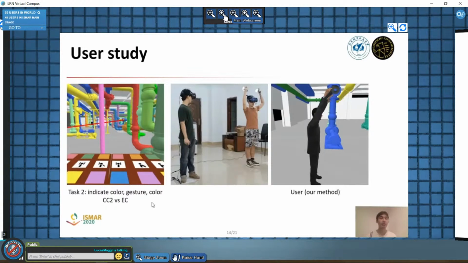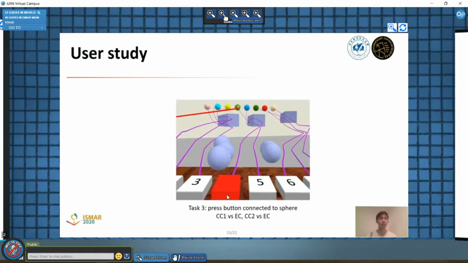The second task uses the same factory scenes. The collaborator points to a pipe, then gestures using their arms, and then points to a second pipe. The user had to indicate the color of the first pipe, the collaborator gesture, and the color of the second pipe. The hypothesis was that the user can do this more easily as they can easily alternate between viewing the workspace and the user with a natural head rotation.